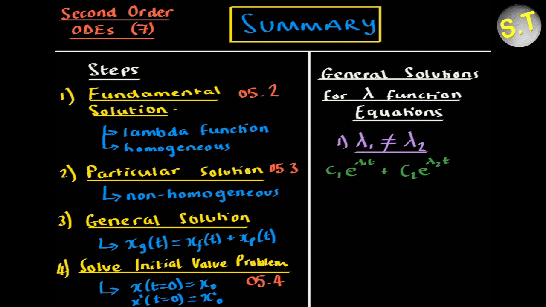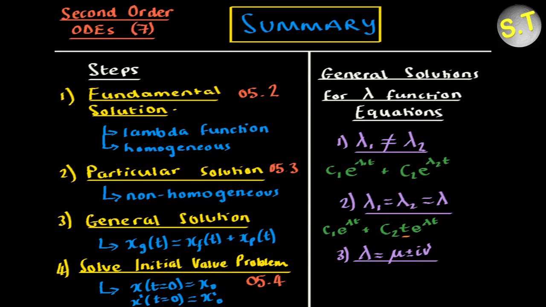Hopefully that makes sense. The second case that we looked at was where lambda 1 equaled lambda 2, where we just called it lambda, and the general solution to this was, again, some unknown constant c1 times e to the lambda t, plus another unknown constant c2 times t e to the lambda t. And this t here in the second term is the only difference between these two general solutions.